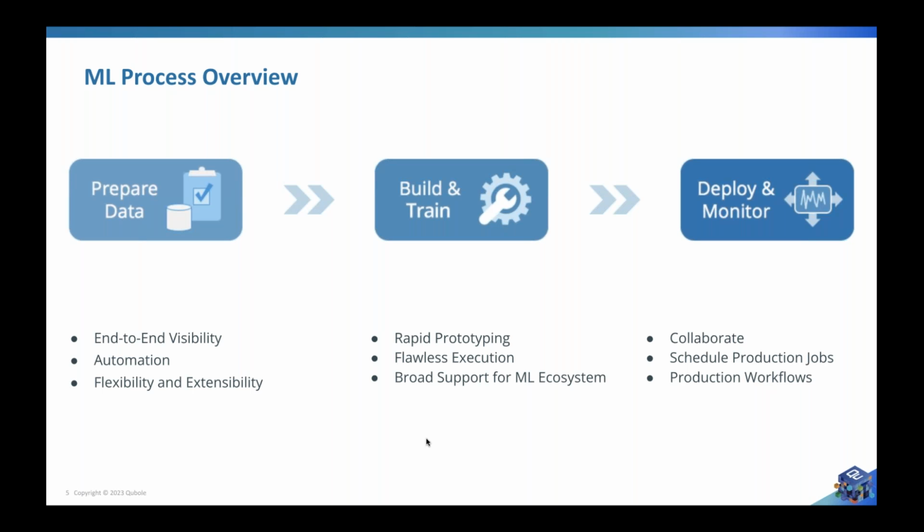Then you build and train. This is where you use your model, let's say a classification, a regression, any of these kinds of machine learning problems that you might have, you build and train in this aspect. And the third one is where you deploy and monitor. You need a place where it can be deployed and continuously monitored. And this process is a life cycle.